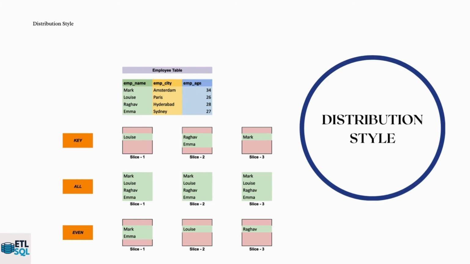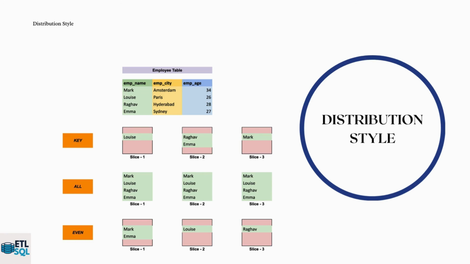Choosing the right style is crucial to minimize data movement and improve query performance. The first one is the key distribution. So here you use a key column to distribute rows. Typically, the column which has the unique values is preferred as the key column, and it is ideal for the fact tables that need to be joined frequently.